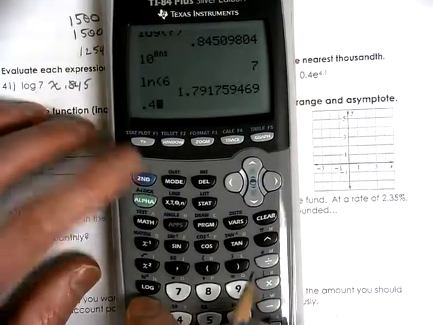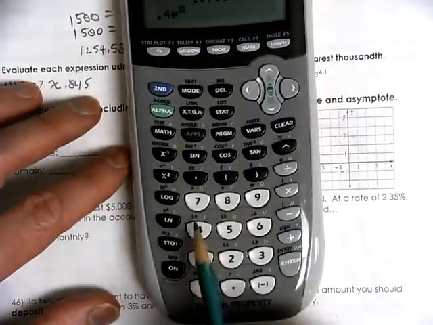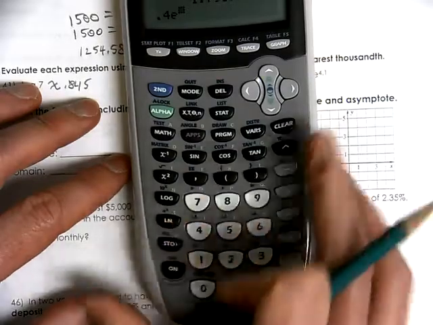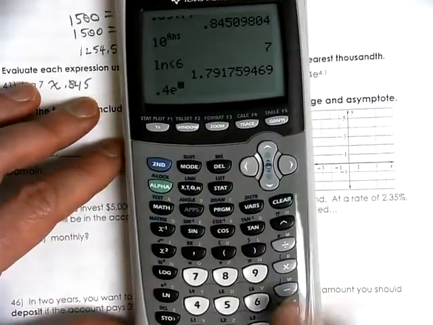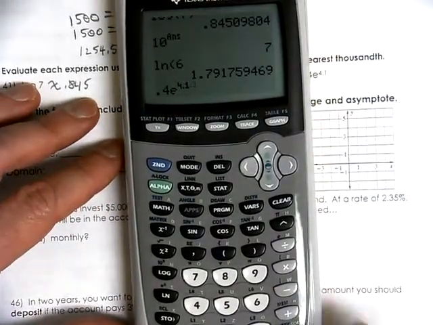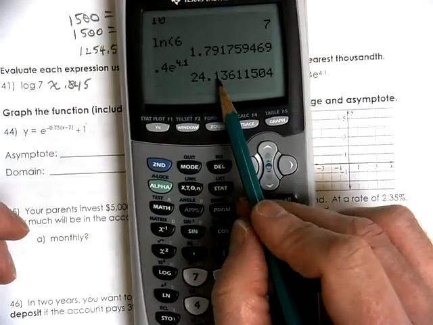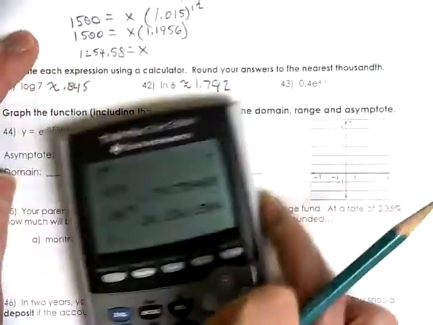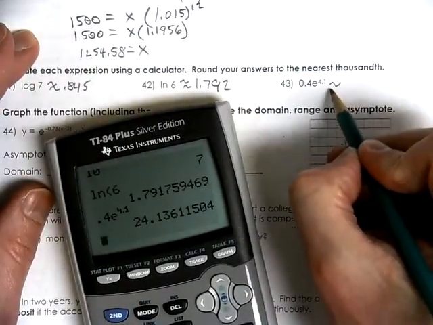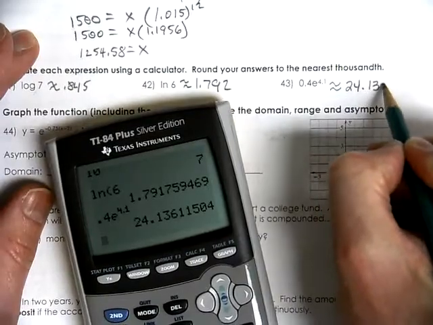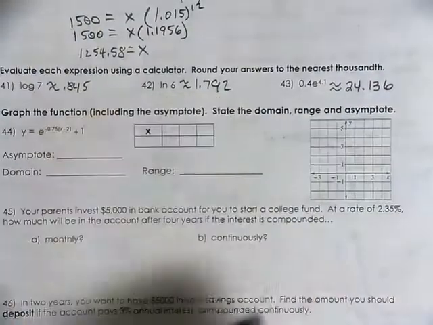Then we're going to have 0.4 E. The E button is found next to the 4. It has an exponent of 4.1. So that's 24,136. It's approximately 24.136.